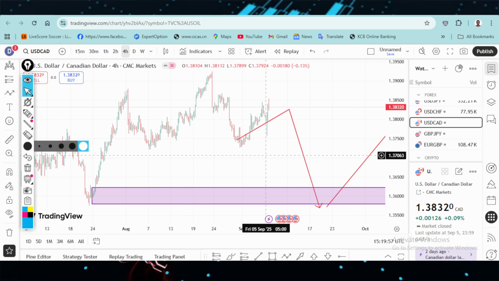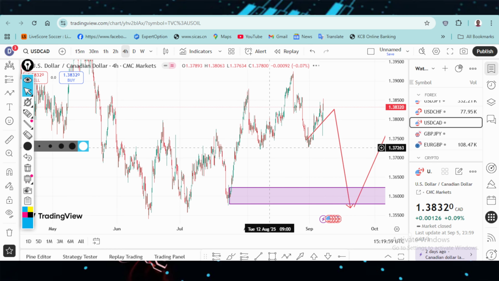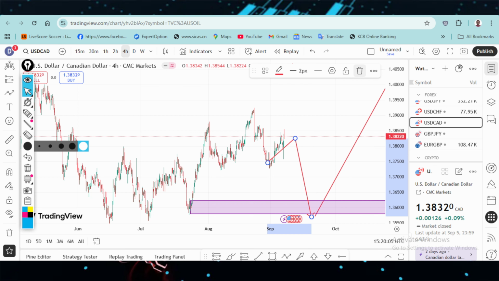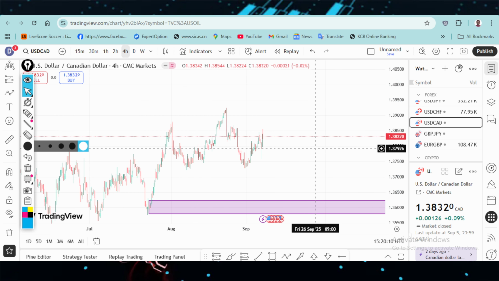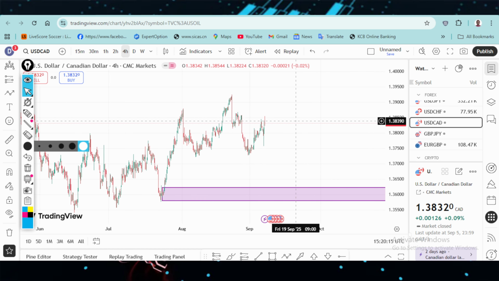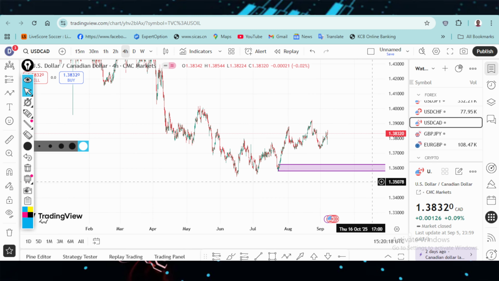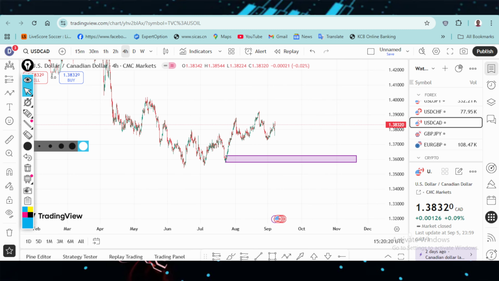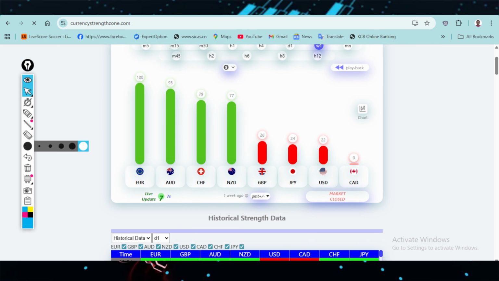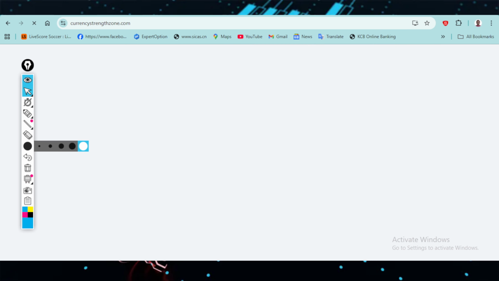USD CAD. CAD is weak, dollar is weak, and this market is not going anywhere. For next week, I don't see this market going anywhere, because both currencies are weak. You can see here from the currency meter, the CAD is weak, the dollar is weak.